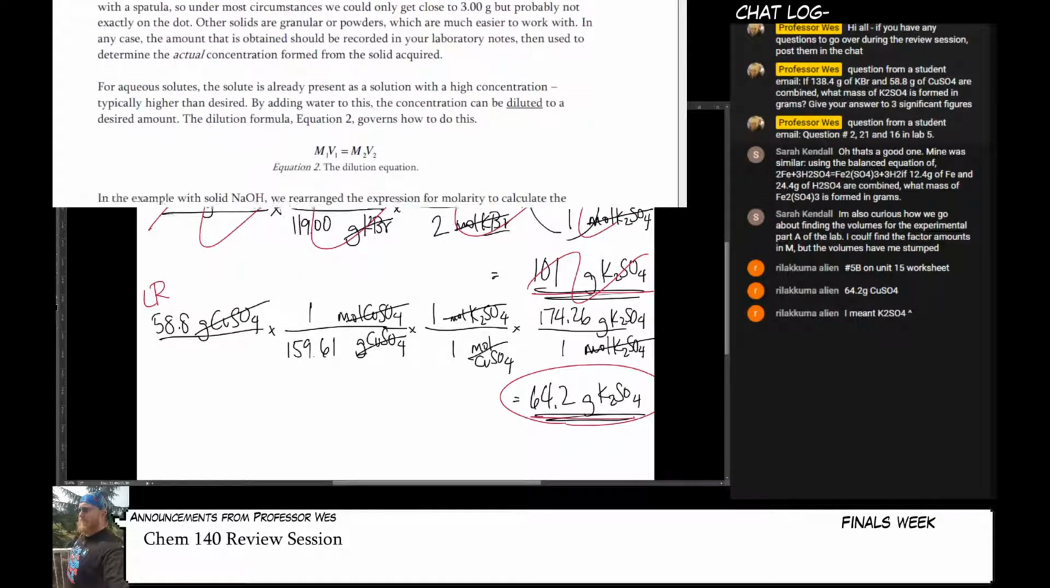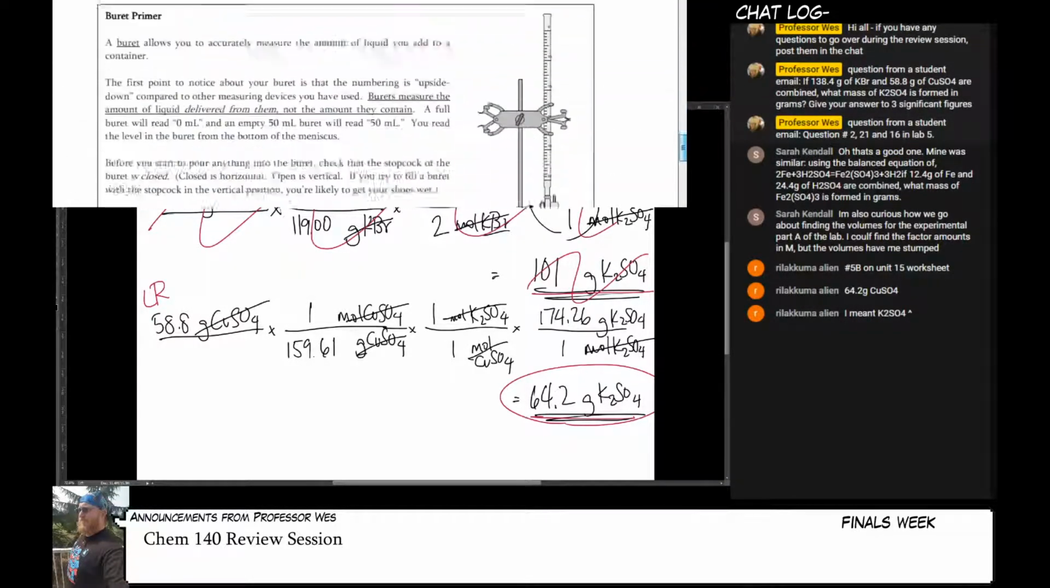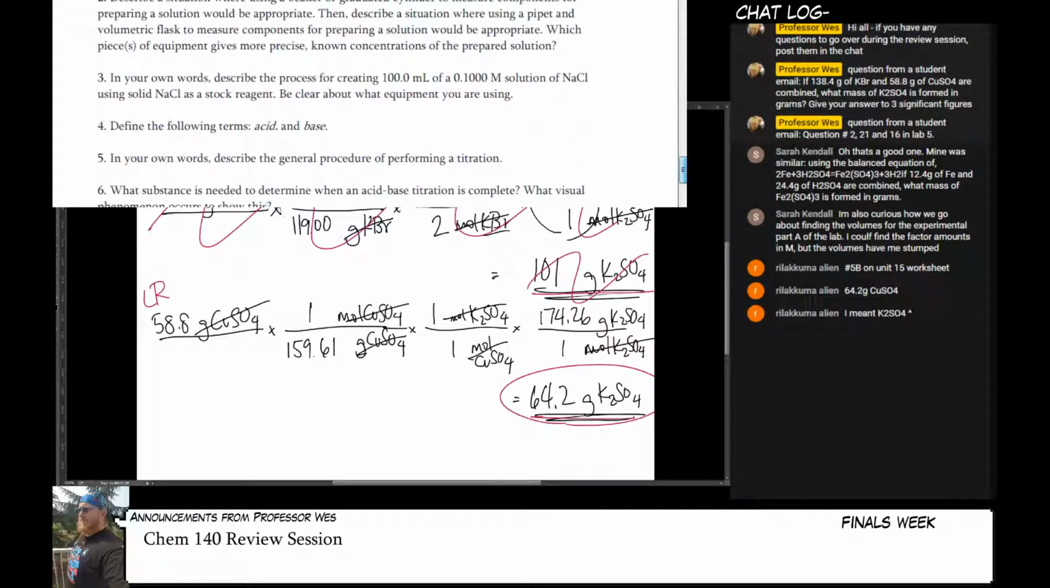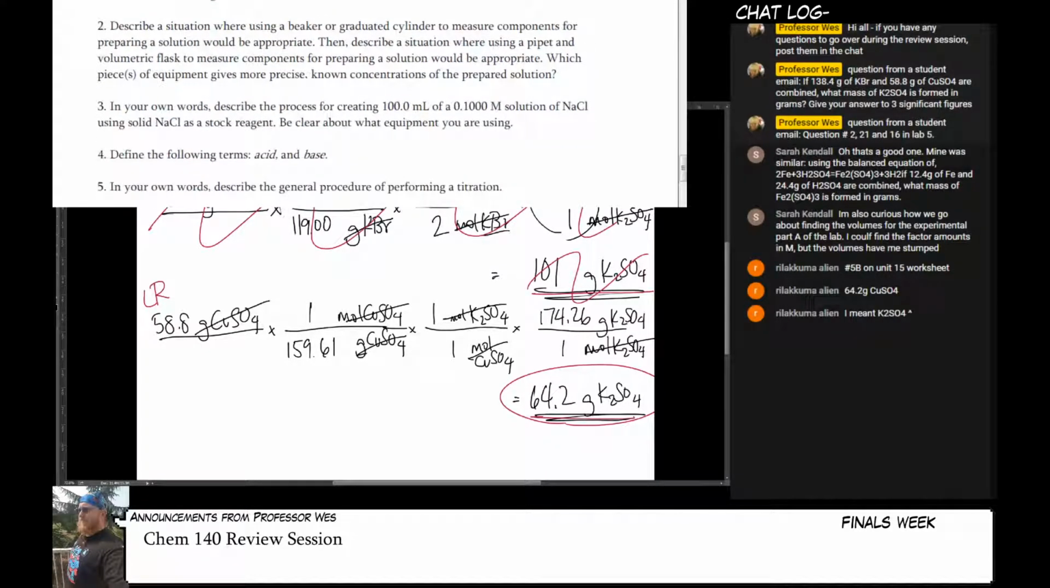So there's a question on the lab about question 2, 21, and 16. So let me try and find those. All right, so there's number 2 on the screen. Describe a situation where using a beaker or graduated cylinder would be more appropriate. Then describe a situation where using a pipette or volumetric flask would be more appropriate. So to answer this question, I'm going to try and avoid just telling you the answer here. What is a beaker useful for, according to the directions in the lab?